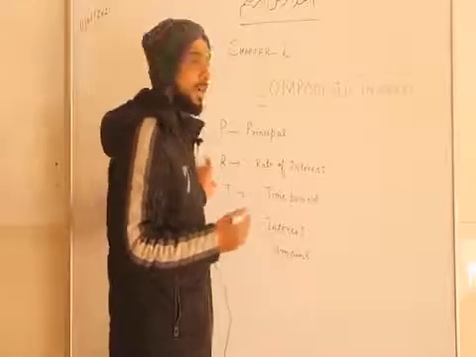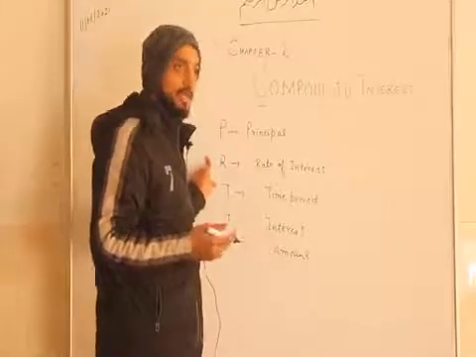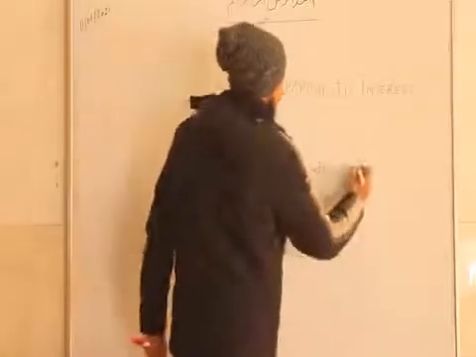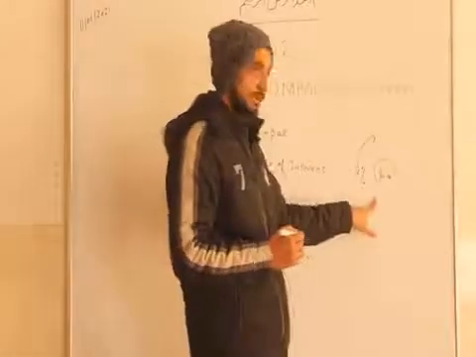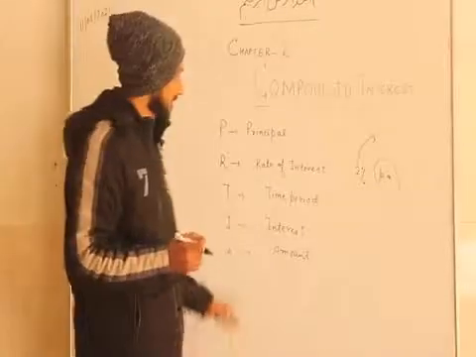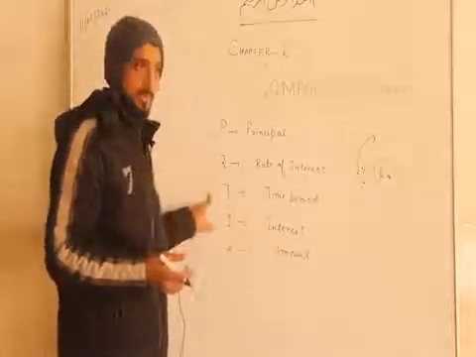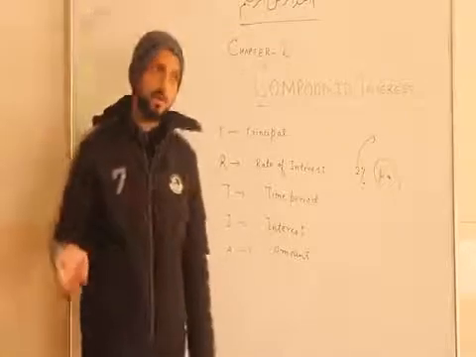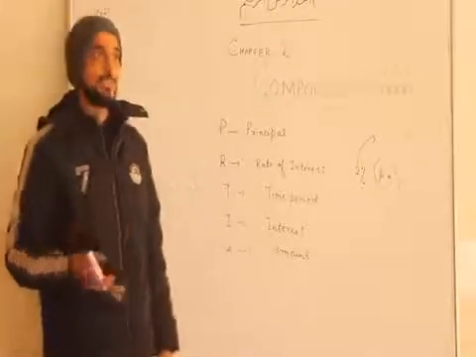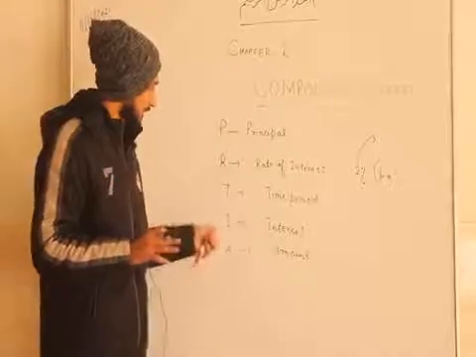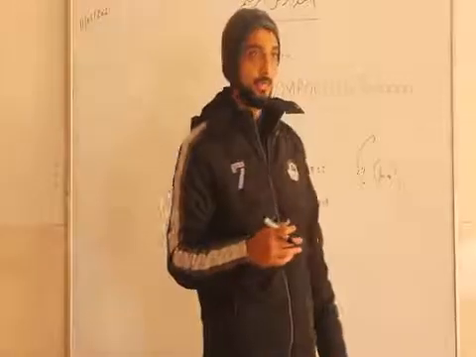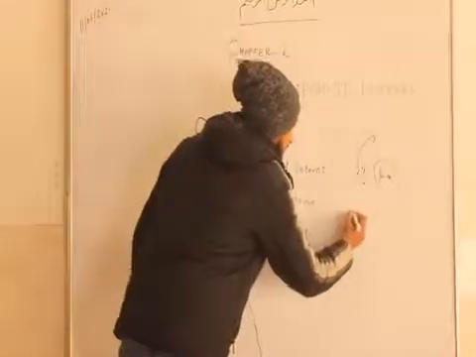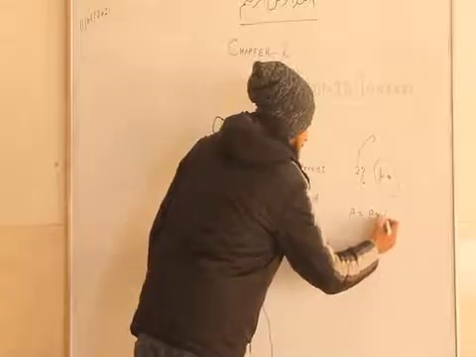It is basically per 100. What is the extra amount we are paying per 100? Suppose 2% per annum. We are paying 2% extra money annually, means in a year. That is the rate of interest. T is the time period for which we have deposited or borrowed some money, like 2 years, 3 years, whatever the period. I told you the interest. A is the amount. Amount is the sum of the principal and the interest. So amount is basically P plus I.